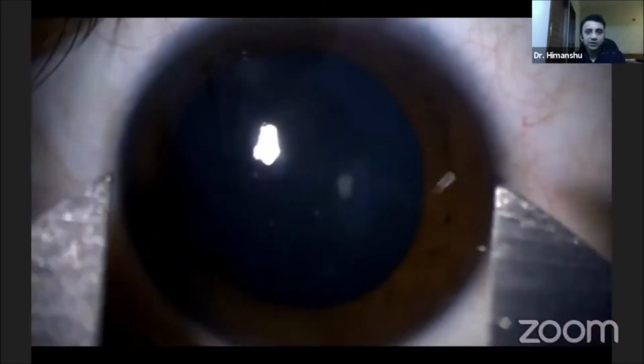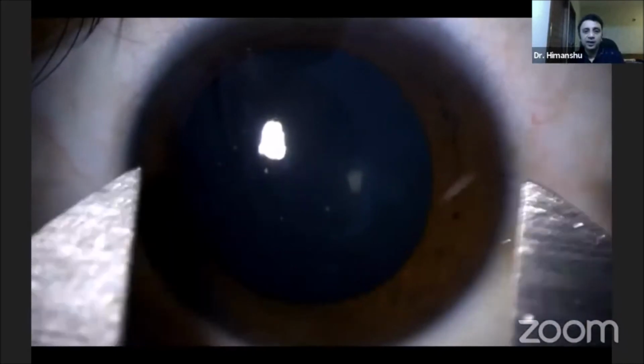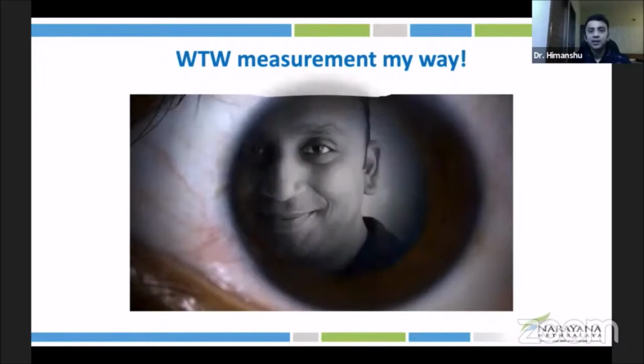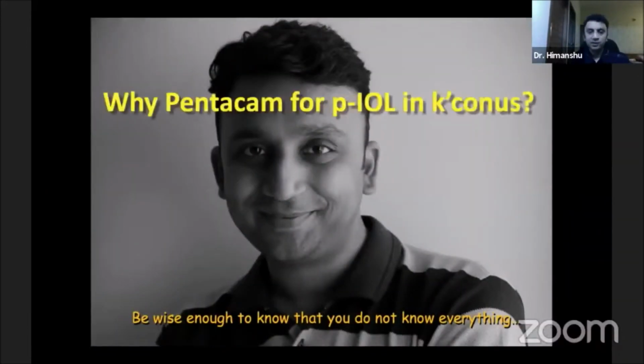I take that measurement, feed it on my digital caliper, and I just confirm whether I am accurate or not. And this gives me pretty accurate white-to-white measurement, or more repeatable white-to-white measurement, rather than taking advantage of first Purkinje image-based measurement, what most of the instruments give. Why Pentacam for phakic IOL and keratoconus?